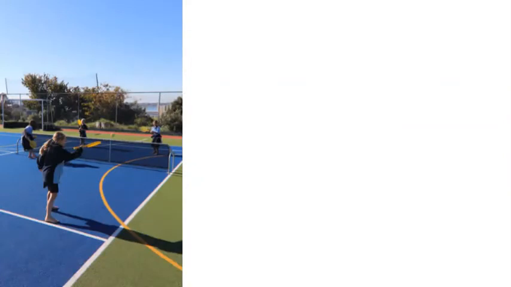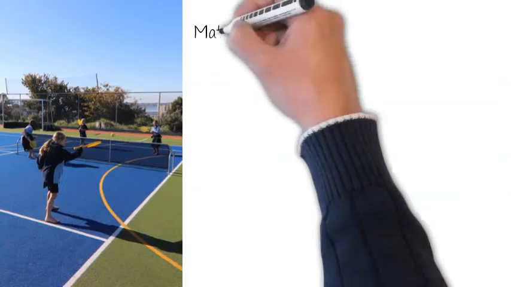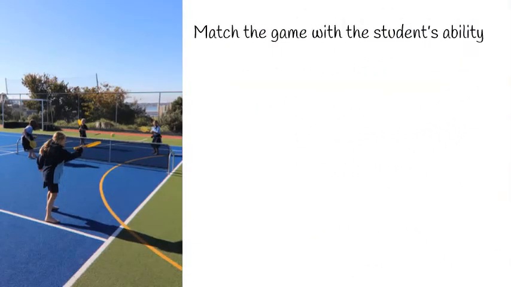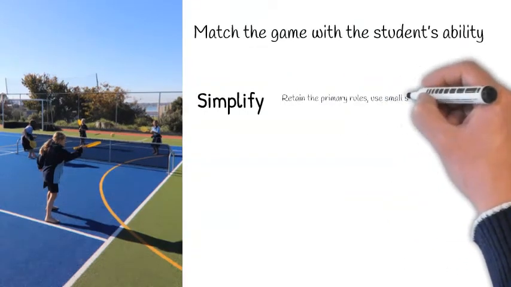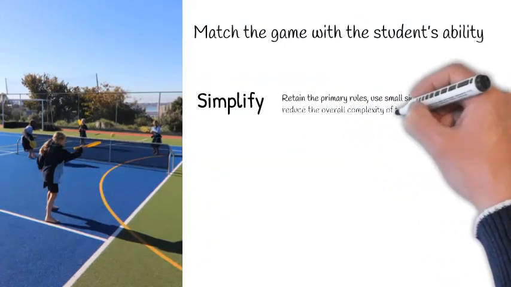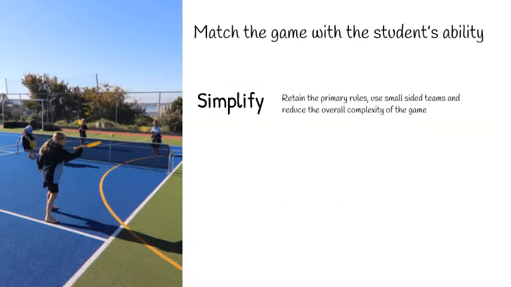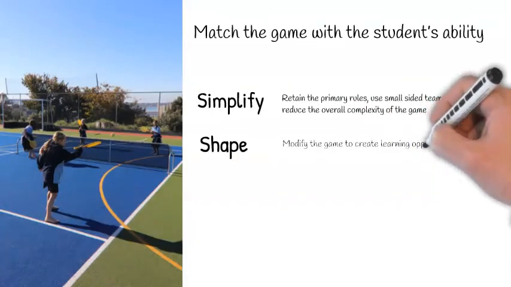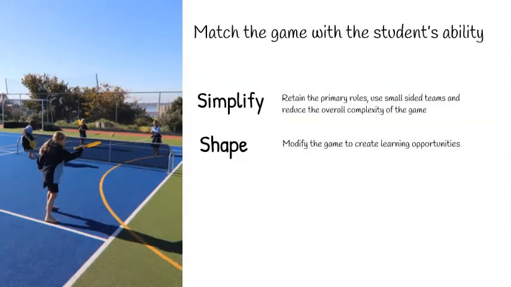In terms of game-centered learning, there is a need to recognize that this flow of problems can be overwhelming for students. This is why it is important for teachers to match the game with a student's ability. Teachers can do this in the following ways. Firstly, simplify the game. Retain the primary rules, use small-sided games, and reduce the overall complexity of the game. Secondly, shape the play by manipulating the key variables. For example, change the size of the field, the ratio of attackers to defenders, or award bonus points for particular actions.